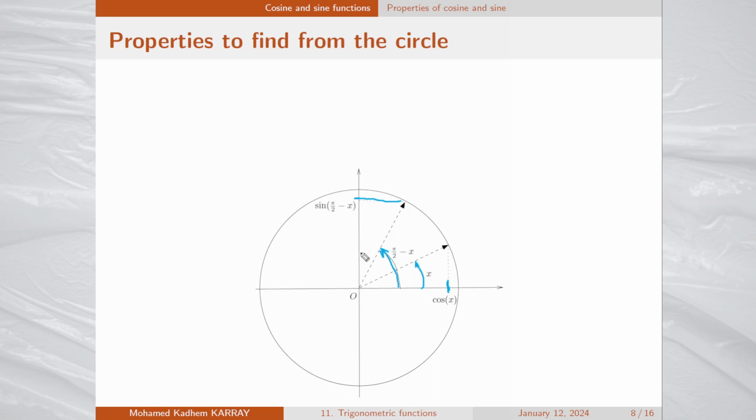For example, sine of pi over 2 plus x, which is this angle here, equals also cosine of x. Also, cosine of pi over 2 plus x, which is this value here. So this cosine here of this angle equals minus sine of x, since it is in the negative direction, so it is minus sine of x.